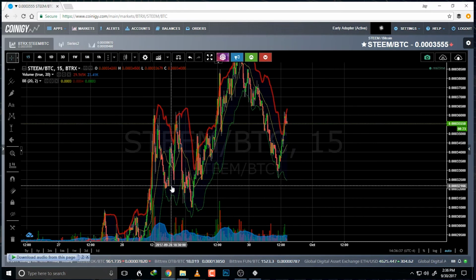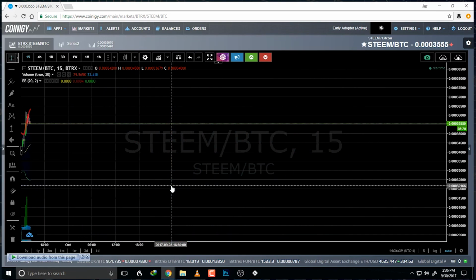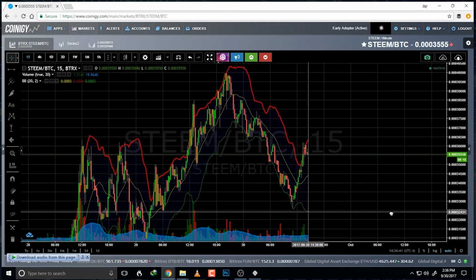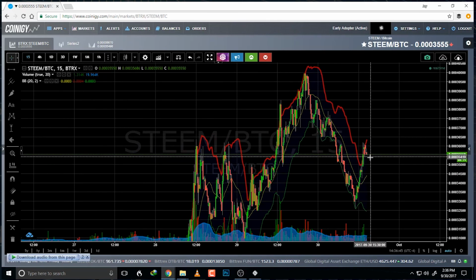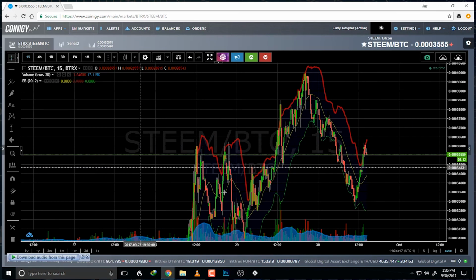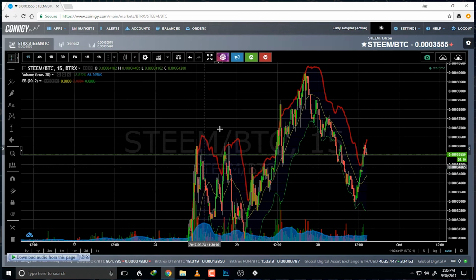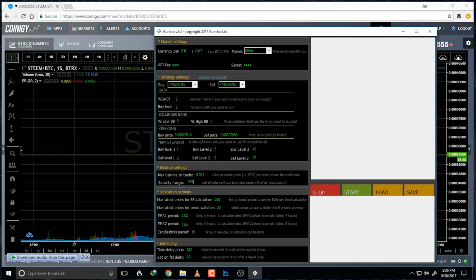Now, on things like Steem, as I showed you here, would I be having the bot trading this high? No. I'll actually cut my losses here and let the bot go back down. But that's up to you on your trading strategy.